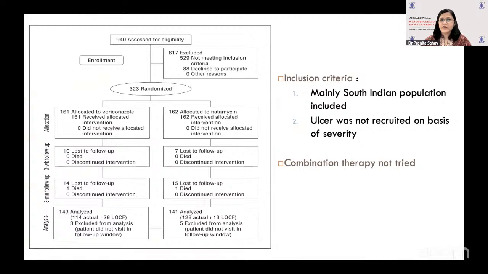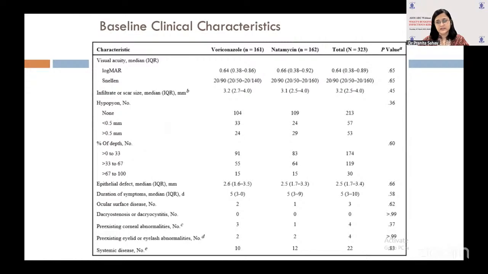They randomized 323 selected patients into two groups. However, one of the major concerns with the inclusion of patients was that in India, the recruitment was predominantly from South India, and the ulcers recruited were not selected on the basis of severity. It was a generalized recruitment of fungal keratitis. So this study could not assess whether the drug comparison applies to mild, moderate, or severe ulcers. It was a general assessment done for all cases of fungal ulcer. Also, combination therapy was not tried in this study.